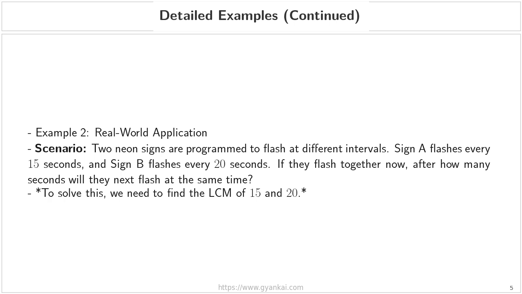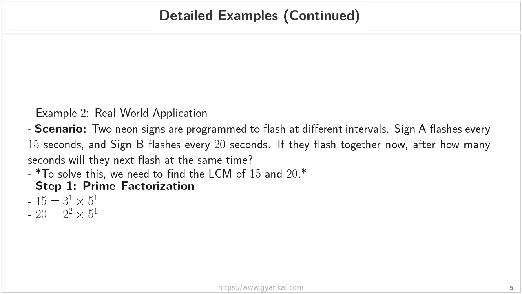To solve this, we aren't just looking for a common number. We are looking for the smallest interval that both 15 and 20 can divide into perfectly. This means we need to find the least common multiple of 15 and 20. Let's follow the same 4-step procedure we used in our previous example.